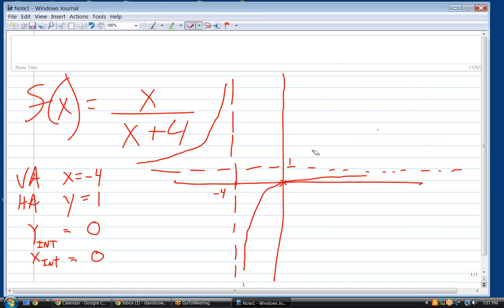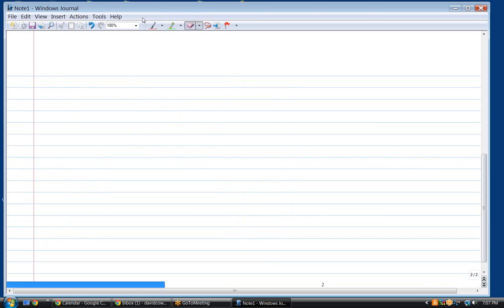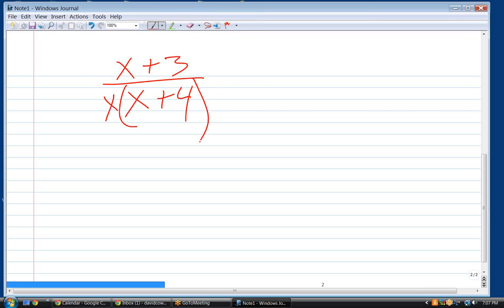Okay, what other function do you have? X plus 3 over x, parentheses x plus 4. I'm not quite hearing you well enough. What do I have at the bottom? X, parentheses x plus 4. Like that? Yeah. Okay, so that's our function.